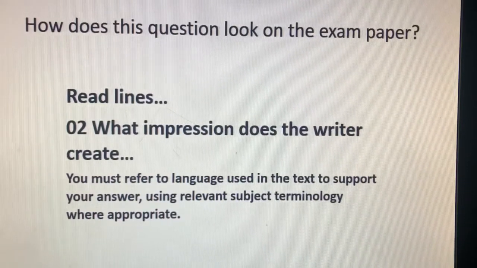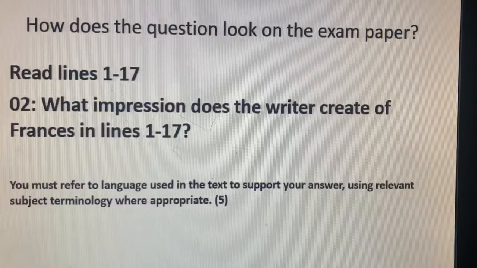As you can see there, it has a bullet point underneath to guide you, saying that it wants subject terminology and you must use language or quotes in your answer. Here is an example then from the exam paper, one of the recent mocks. Read lines 1 to 17. What impression does the writer create of Francis in lines 1 to 17? You must refer to the language used in the text to support your answer, using relevant subject terminology where appropriate.